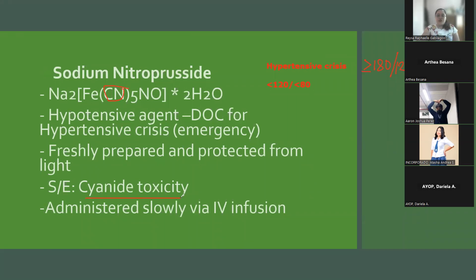So we really need to monitor the patient for a possible cyanide poisoning. And that is the reason why we give the sodium nitroprusside slowly. It should be slow drip via IV infusion. Slow drip, number 1, to monitor the blood pressure of the patient kasi baka babagsak masyado na mahimo na siya hypotension. Okay? Hypotensive na yung patient. I-monitor talaga natin. And at the same time, for cyanide poisoning.